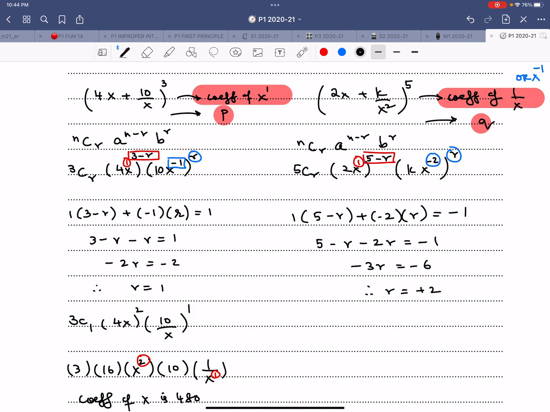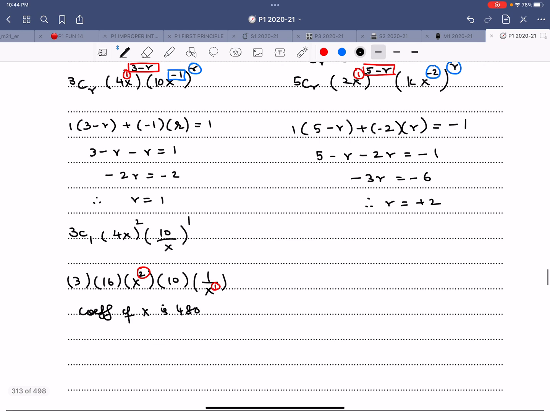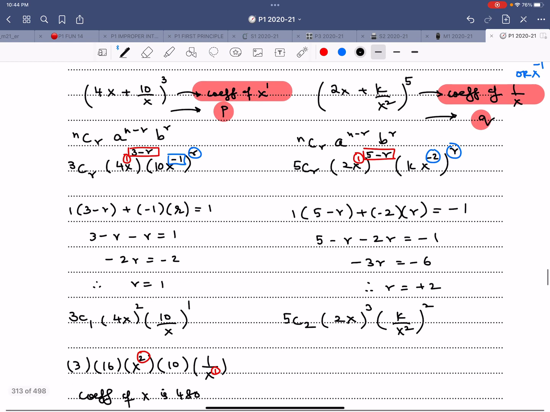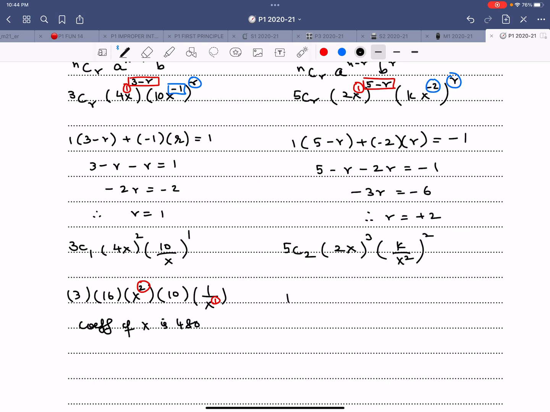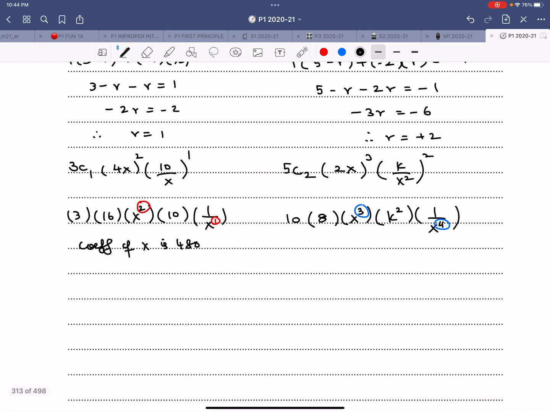R will always come out to be positive, or it could come out to be 0. That means it's the first term. So therefore 5c2, 2x raised to the power of 3, k over x square raised to the power of 2. Let me get my coefficients correct. 5c2 is 10, 2 cube is 8, x cube, k square is k square, and x square is 1 over x4. Let's double check. This is cube, this is 4, that's 1 over x, perfectly right. So the coefficient of 1 over x is 10 into 8 is 80, so that is 80k square.